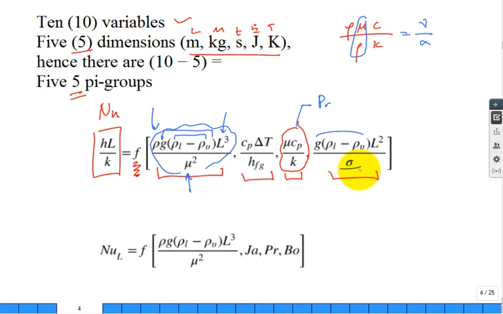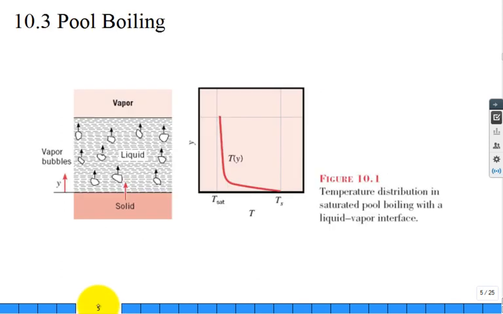Okay, and then this is how much sensible to latent heat. So sometimes you have good insight. I think the Jacob number, Prandtl number, Bond number, and a modified Reynolds number, but this is just an allusion to all the complexities of boiling and then condensation. So let's start off with the simplest.